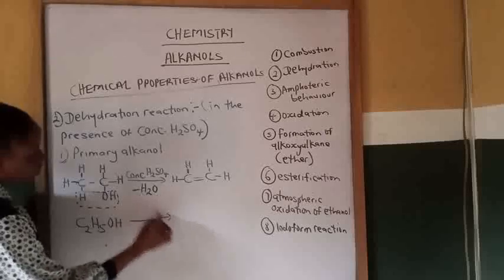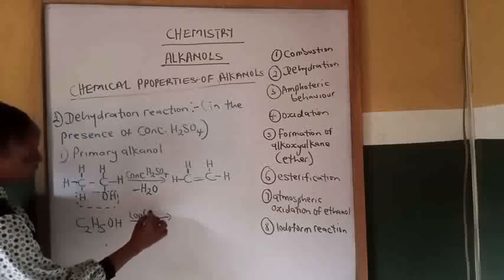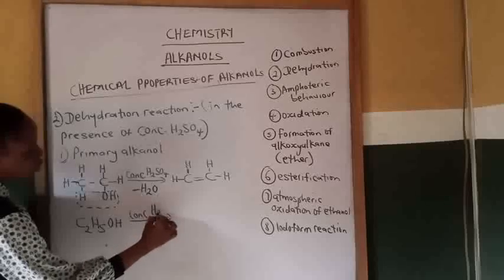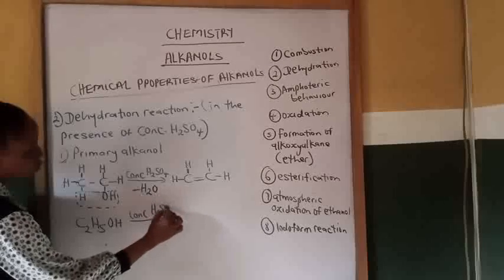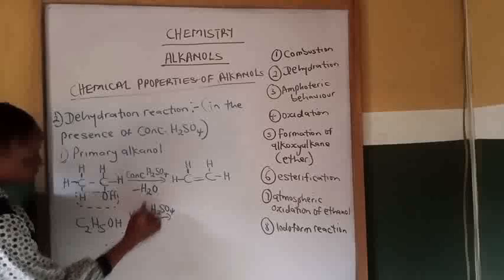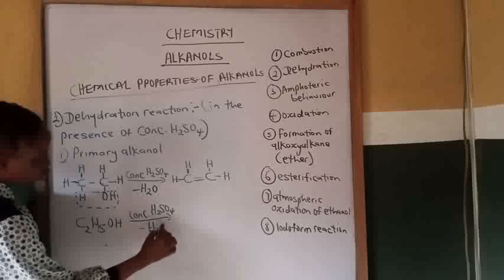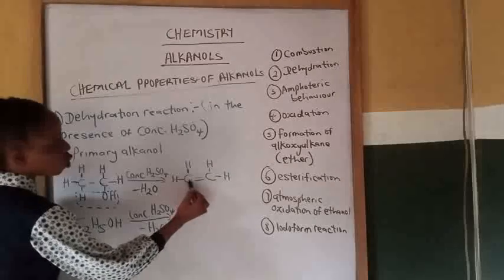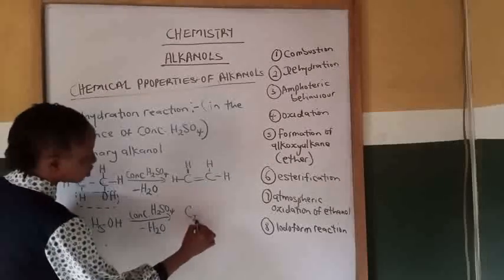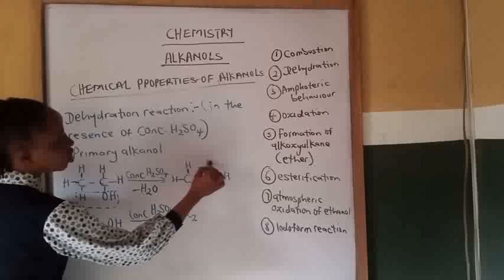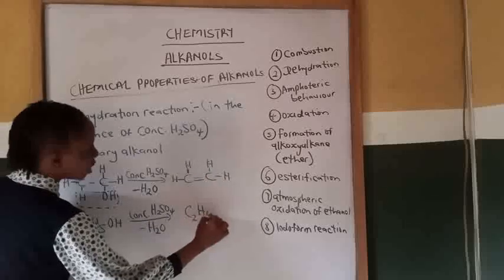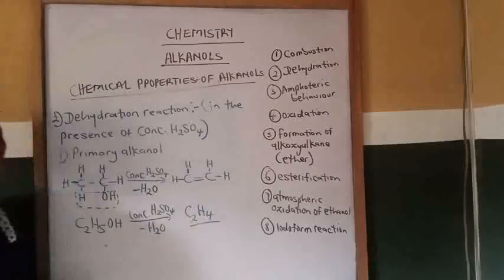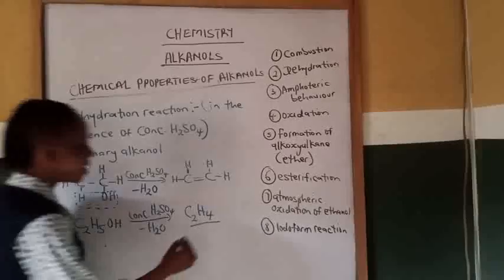Then our dehydrating agent, which is concentrated H2SO4. Then minus H2O, that is the water molecule that we have removed. So our product now is what? 1, 2. That's 2 carbon atoms. How many hydrogen? 1, 2, 3, 4. Surrounded with 4 hydrogen atoms. So this is the molecular formula of ethene.